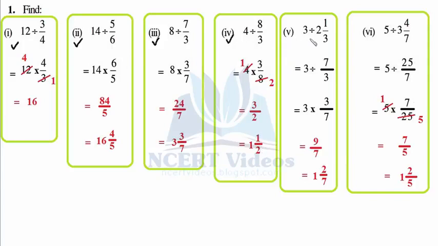Fifth, 3 divided by, we have to make it a fraction, 7 over 3. Now 3 into, flip it, 3 over 7. Now 3 3s are 9 over 7. Now 7 1s are 7, 2 is remainder and 7. Last part, 5 divided by 21 plus 4 is 25 over 7. Now 5 as it is, multiplication, flip it, 7 over 25, 5 5s are 25, 1 5 is a 5. So 7 over 5, which is 5 1s are 5, 2 is remainder. So this is your first question.